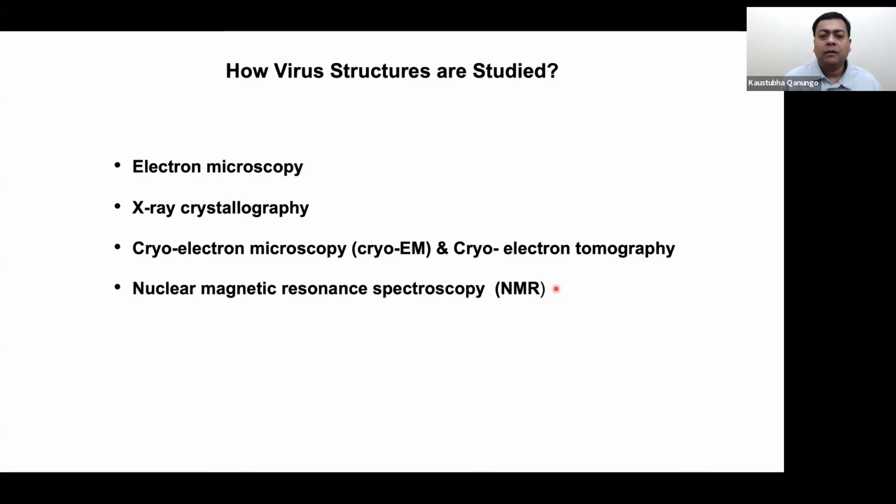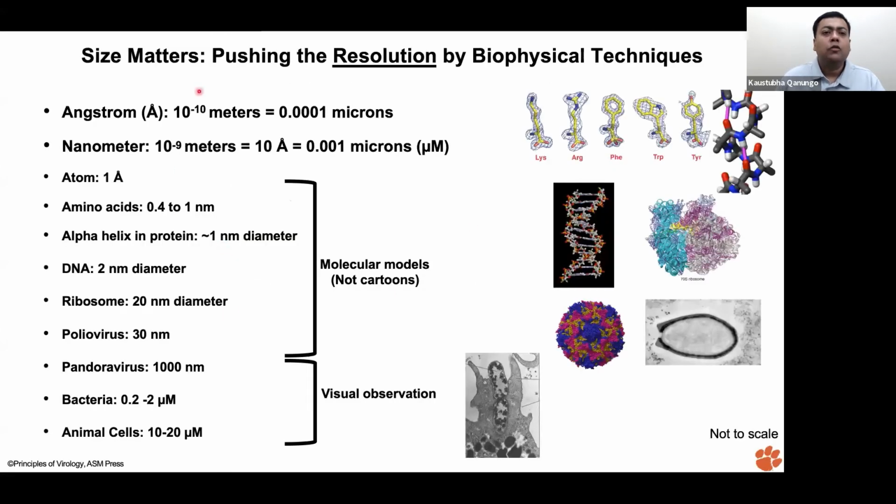Usually it is difficult to solve a structure by NMR if the protein is more than 20-25 kilodalton. So not a whole viral structure. The whole viral structure can be visualized by the three techniques. So here we are looking at some of the definitions.